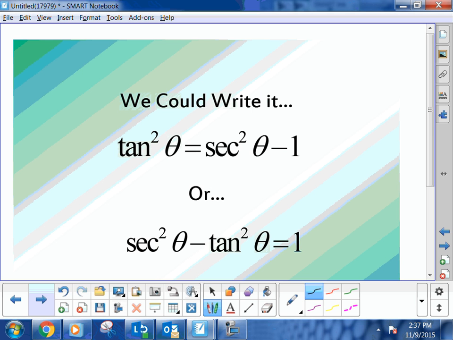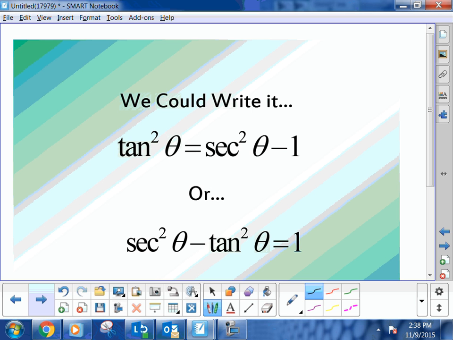We're able to generate tangent squared theta is equal to secant squared theta minus 1. Or this is, the bottom one's actually the sixth one. Secant squared theta minus tangent squared theta is equal to 1. So here's the other two. And so far we have 6. So we've got to do 3 more.